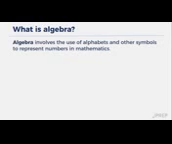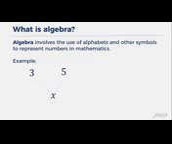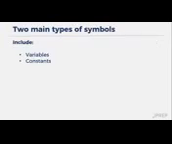We are going to look at what algebra is. Algebra involves the use of alphabets and other symbols to represent numbers in mathematics. For example, I can say I have 3 today and I have 5 tomorrow. So I can use the letter X to represent those values. There are 2 main types of symbols that are used, namely the variable and the constant.